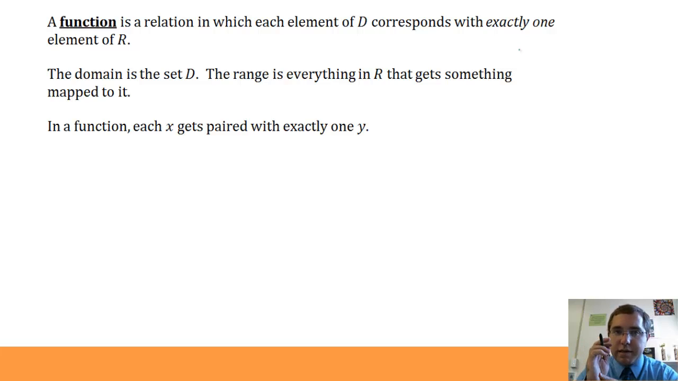The domain is the set D. The domain is everything in D, everything that is mapped to something in R. The range is everything in R that gets something mapped to it. In a function, we would say each X gets paired with exactly one Y. X are the items in the domain, Y are the items in the range. So everything in the domain gets paired with exactly one thing in the range.